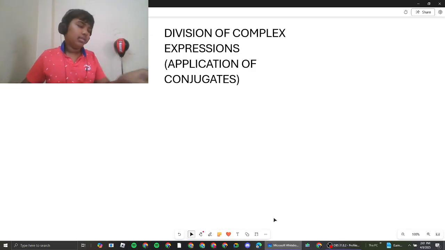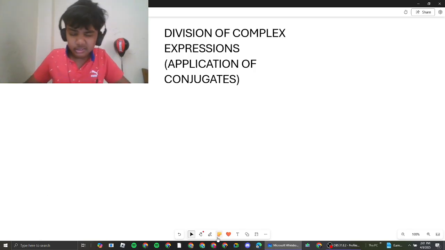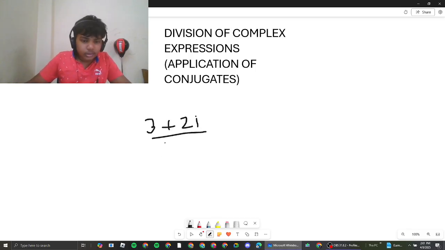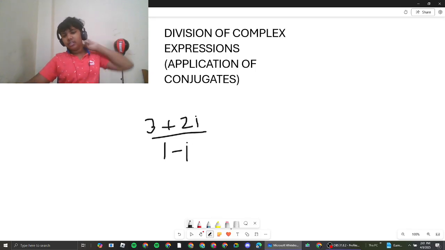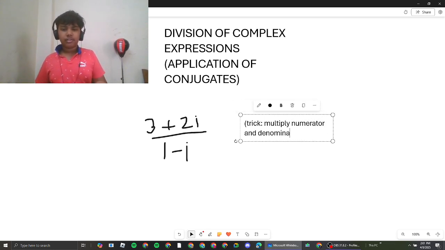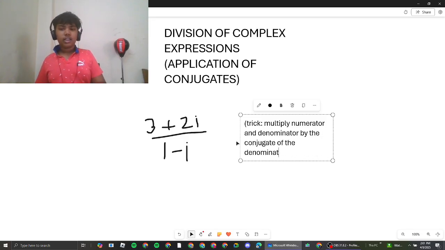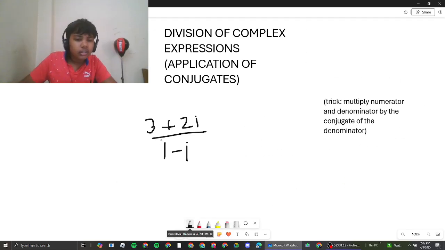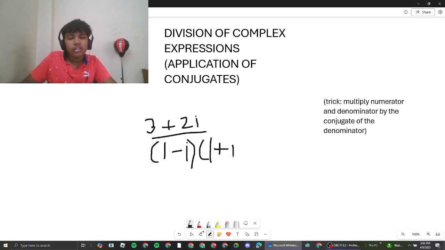I'm just going to pull out an example. Suppose we have 3 plus 2i upon 1 minus i. Here's the trick: multiply numerator and denominator by the conjugate of the denominator. In the last topic we learned about conjugates. So what this means is that we have to multiply this right here by 1 plus i.